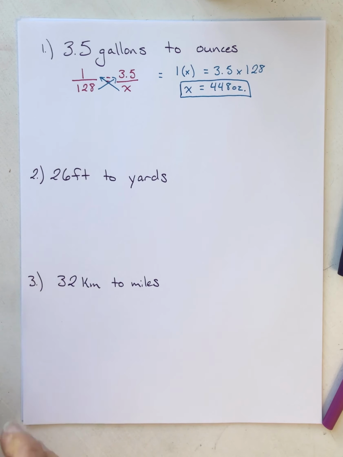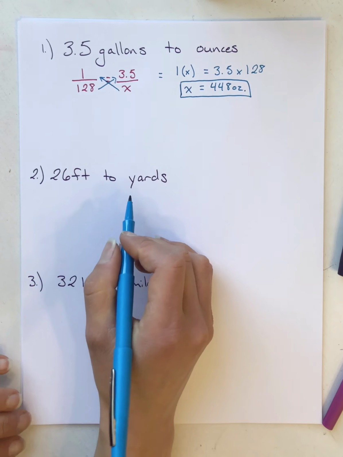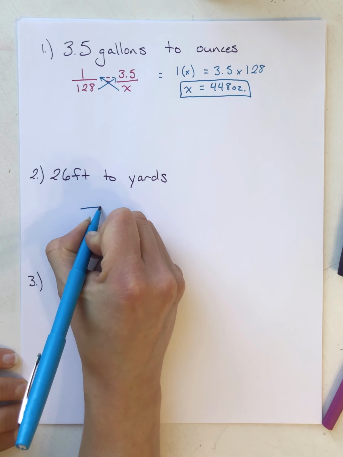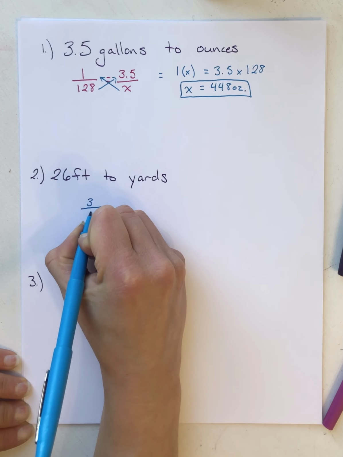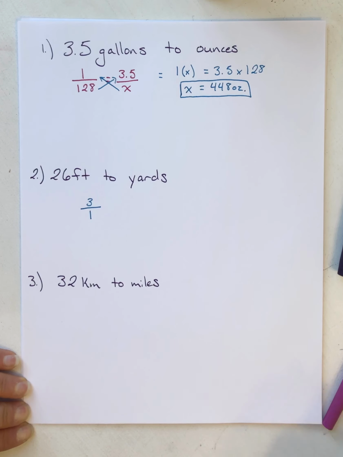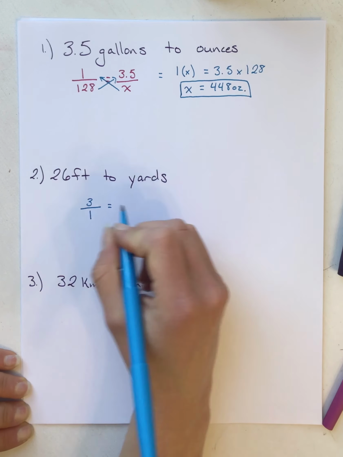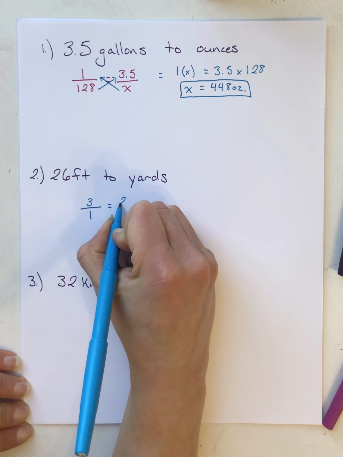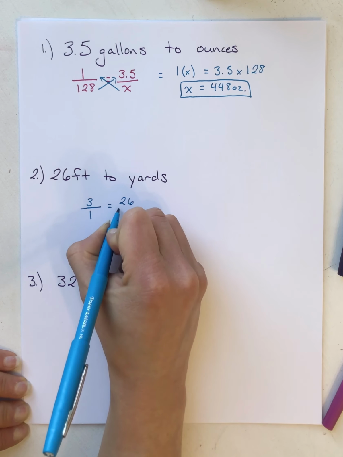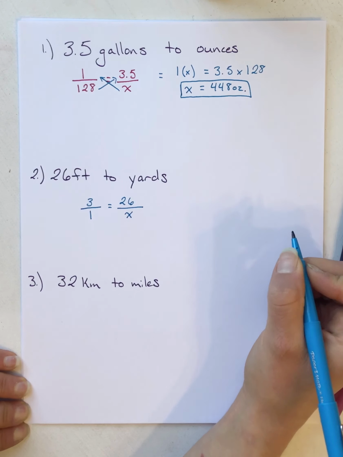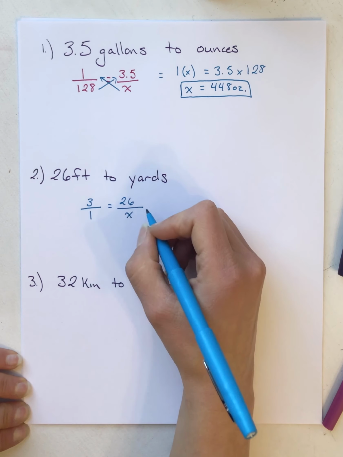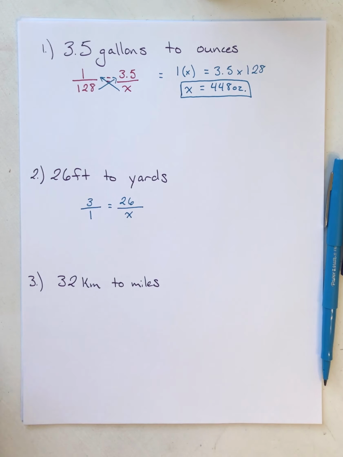Okay, so let's go take a look at the next one. If we have 26 feet to yards, if we look at our conversion chart, we're always going to put yards on the bottom because that's what we need. So we see that 3 feet is equal to 1 yard. But we have 26 feet, and we have no idea how many yards. So we make them equal each other. And then we cross multiply.